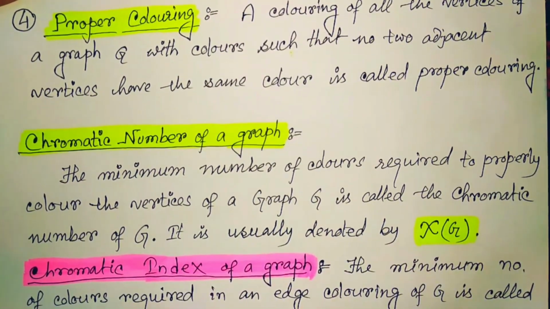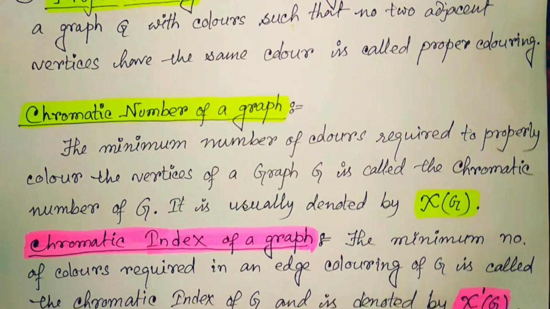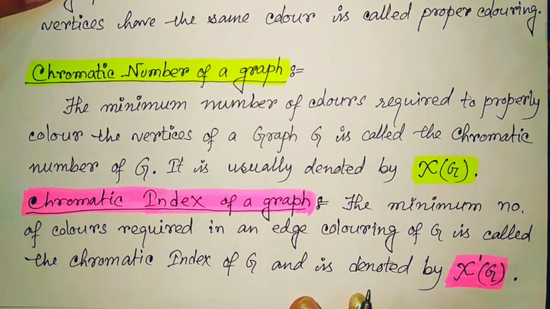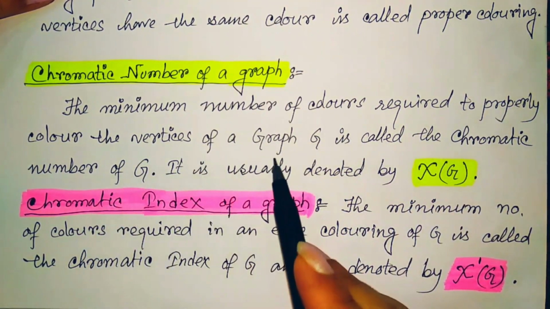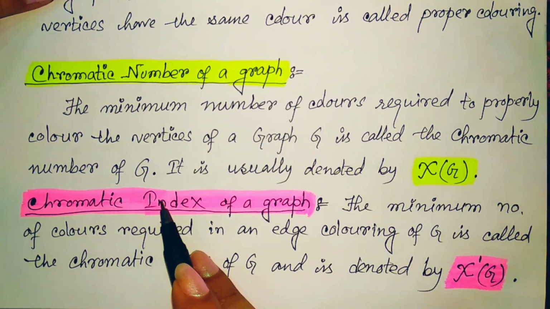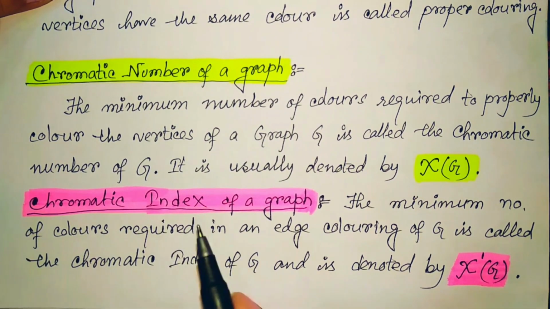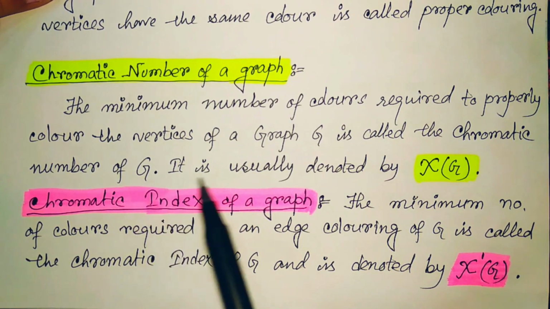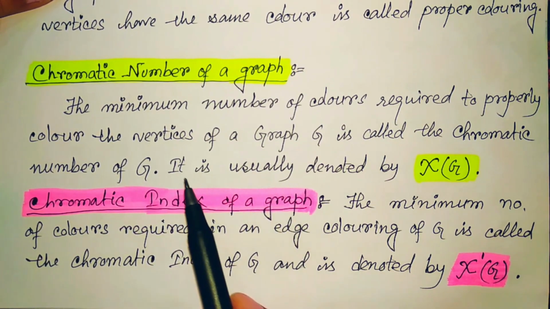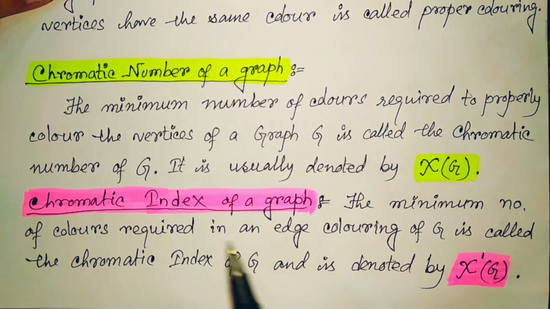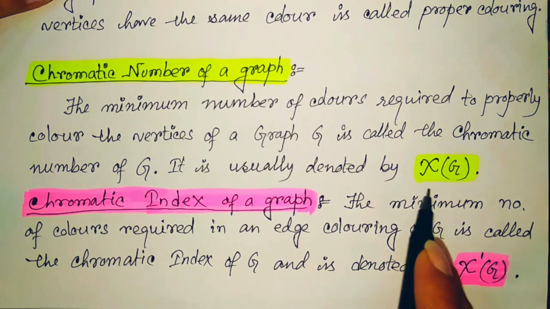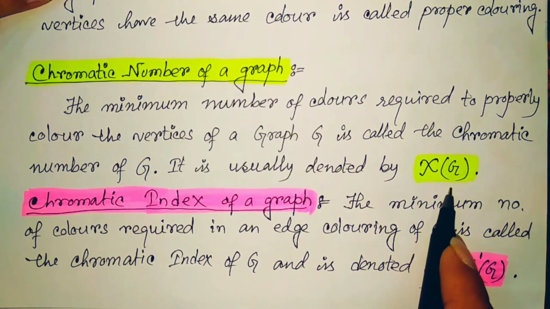Now it is the chromatic number of a graph. That is the most important thing in graph coloring. So what is the chromatic number? The minimum number of colors required to properly color the vertices of a graph G is called the chromatic number of G. So what is the chromatic number? The minimum number required to color a graph properly, that means no two adjacent vertices have the same color. So in this way, if we color a graph, then this is called the chromatic number. The minimum number required to color a graph properly is the chromatic number, and it is denoted by chi(G). This is the notation for the chromatic number.